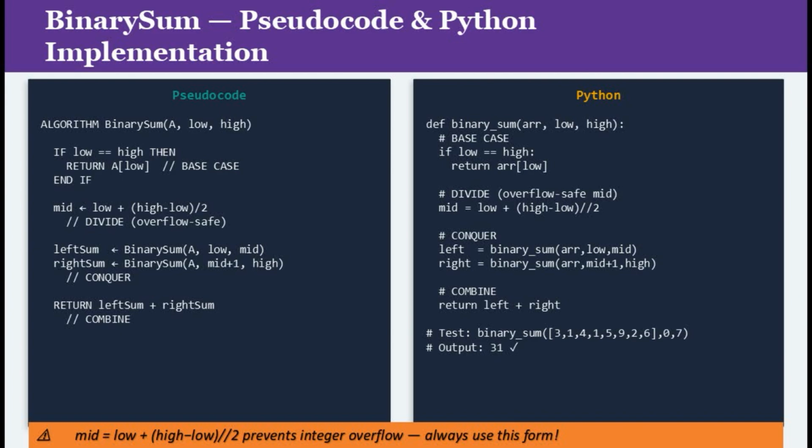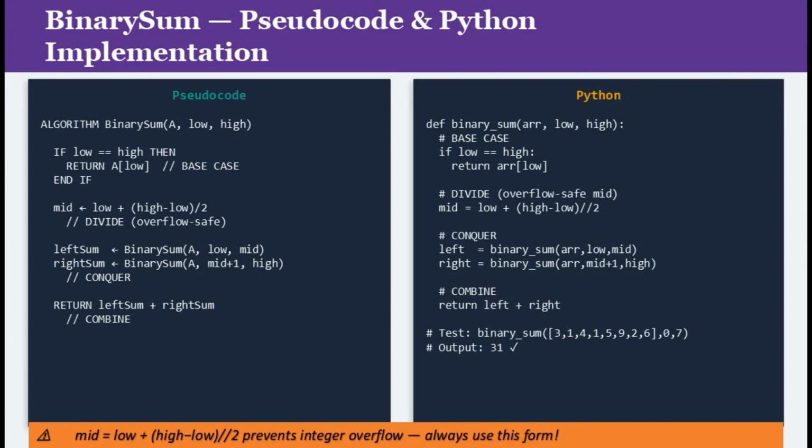If we are not at the base case, we divide, we find the midpoint. Notice we write it as low plus open parentheses high minus low close parentheses divided by 2, not simply low plus high divided by 2. This is deliberate. In languages where integers have a maximum value, adding low and high together first can overflow. This form avoids that. It is a small detail with a big practical impact.